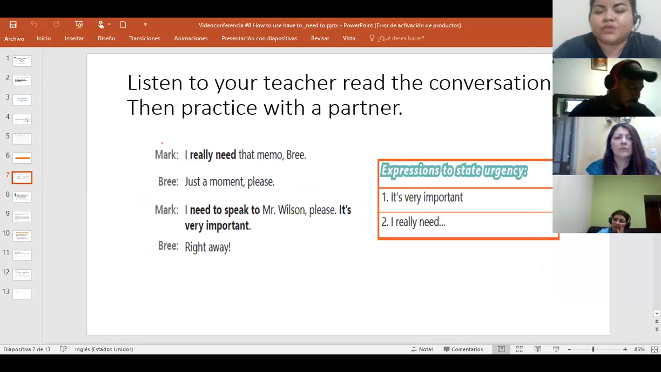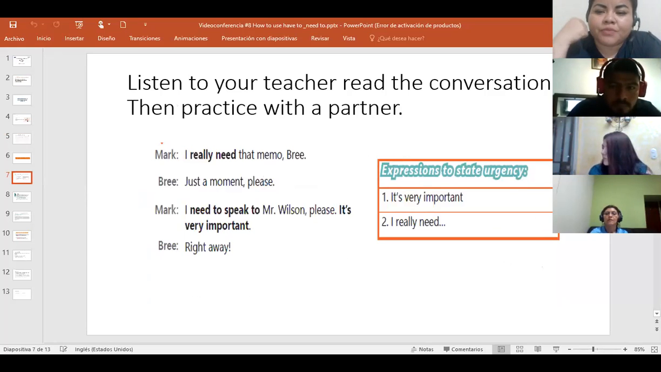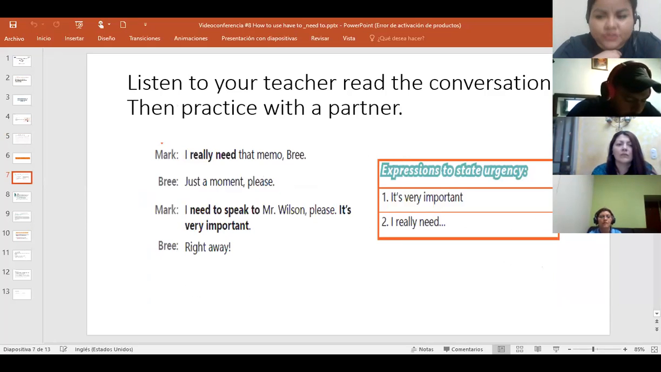This is a practice that we're going to make with need. Need is a verb that we use to express urgency. Like it is something that is very, very important to do or something that you really need to do, right? It's necessary. So look at the conversation. It says, Mark and Bree: I really need that memo, Bree. Just a moment, please. I need to speak to Mr. Wilson, please. It's very important, right away.